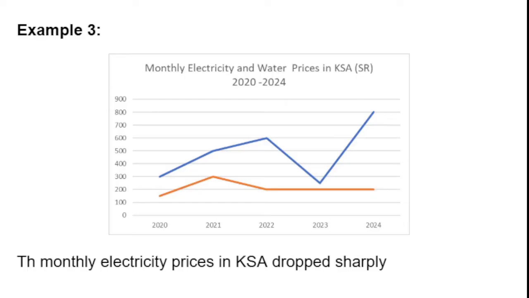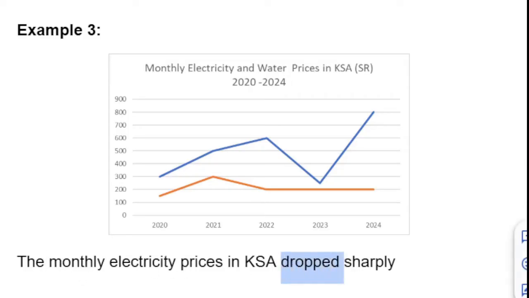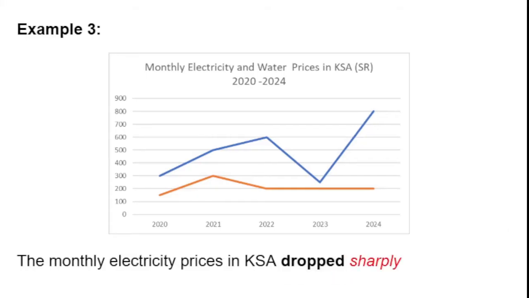So we begin our sentences. The monthly electricity prices dropped sharply. And please remember you need the subject here and the verb in the simple past, not the past continuous, and an adverb, the correct adverb to show the type of fall, the type of drop. Now give some figures, please. So the figures are, we can see here, from 600 Saudi riyals down to about 300 riyals.